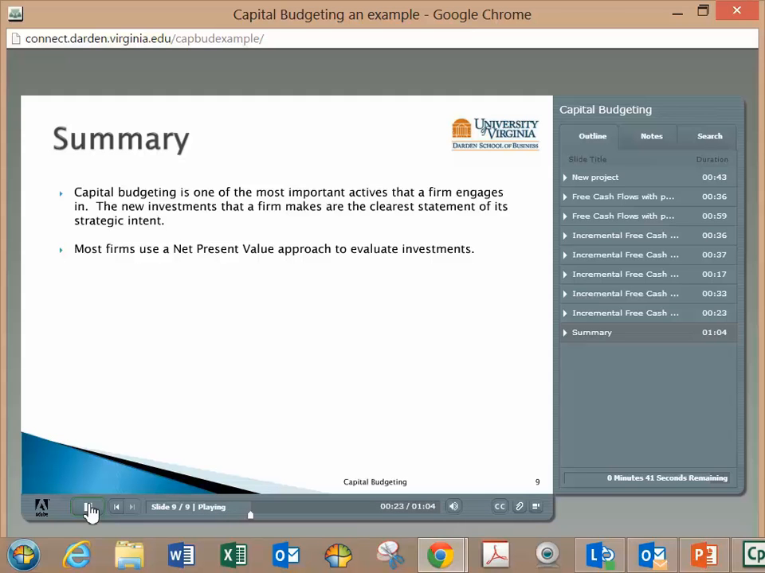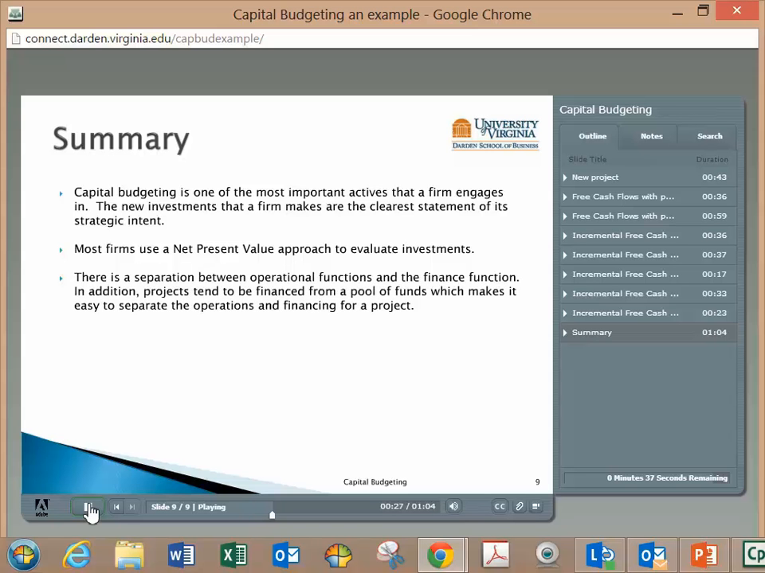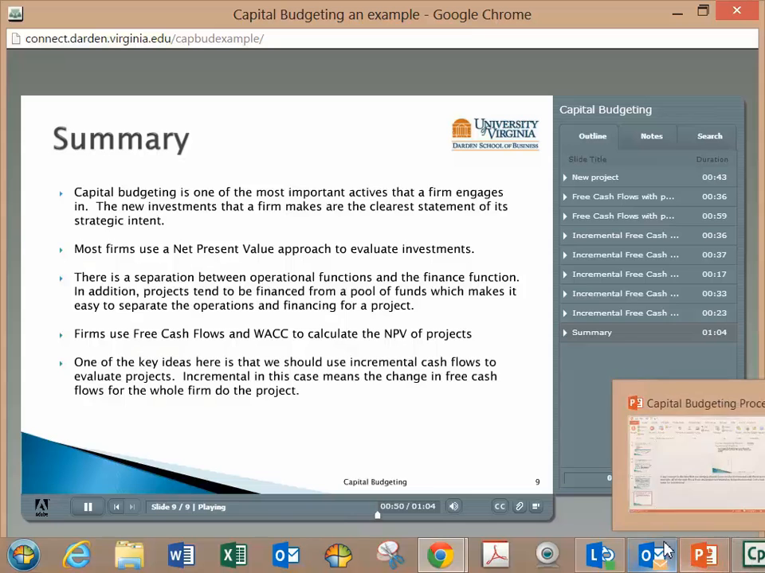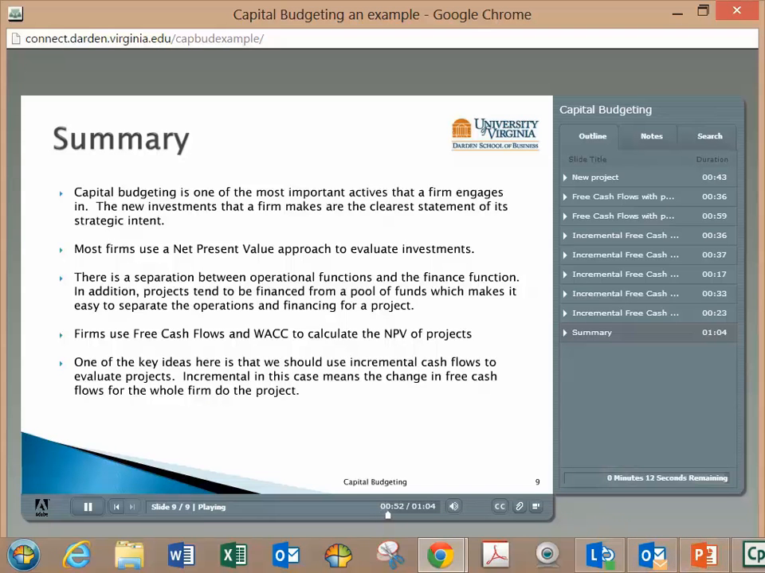In addition, projects tend to be financed from a pool of funds, which makes it easy to separate the operations from the financing for a project. As such, firms use free cash flows and weighted average cost of capital to calculate the NPV of projects. Free cash flows reflect only operations, and weighted average cost of capital reflects the financing. One of the key ideas here is that we should use incremental free cash flows to evaluate projects. Incremental in this case means the change in free cash flows for the whole firm due to the project. Careful and consistent application of these principles will allow a firm to choose projects that create value.